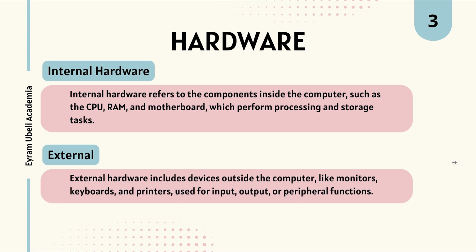So the internal hardware, yes, they are hardware devices. As we said, hardware are physical components that come together to make a computer system. There are ones that are inside the computer that we can't really see. Those are termed as internal hardware, and examples include CPU, which means central processing unit, RAM, which means random access memory, a motherboard, and so many others. The external ones are the ones outside the computer, like monitors, keyboards, printers, and others used for various activities. The internal hardware is usually used to perform processing and storage tasks, while the external hardware is used for input, output, or peripheral functions.